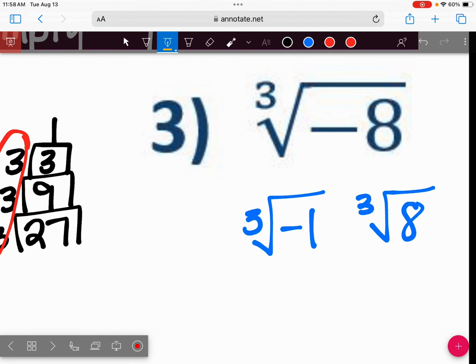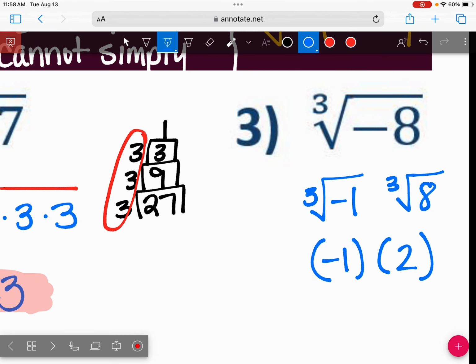So the cube root of -1 is going to give you -1. And does anyone know what the cube root of 8 would be? 2. 2 times 2 times 2 is 8. So the cube root of 8 is 2. When you multiply those 2 numbers together, your final answer is -2. And that would be your answer to number 3.